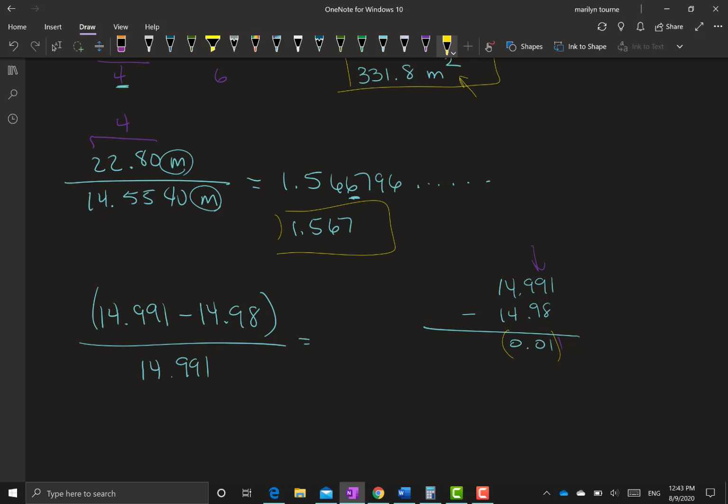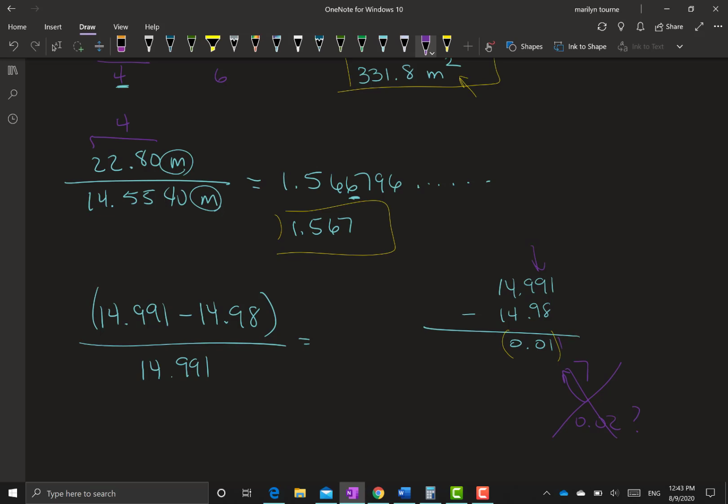A question might arise here: do you round? Let's say in case this wasn't a 1, let's say instead it was like a 7. Would I round that to 0.02? And the answer is no. You do not round within a calculation. You only round at the end of a calculation. So you would leave it at 0.01.